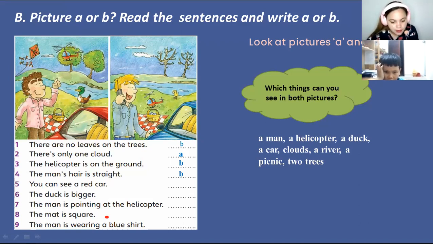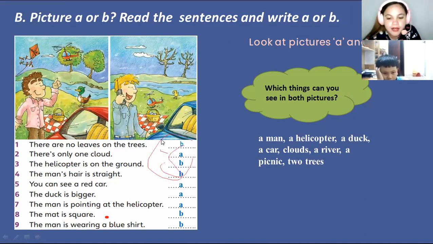A. The duck is bigger. A. The man is pointing at the helicopter. A. The mat is square. B. The man is wearing a blue shirt. B. Okay, very good. So perfect score, 8 points for you.